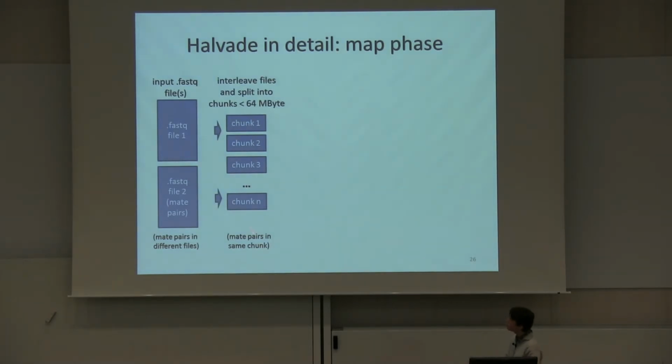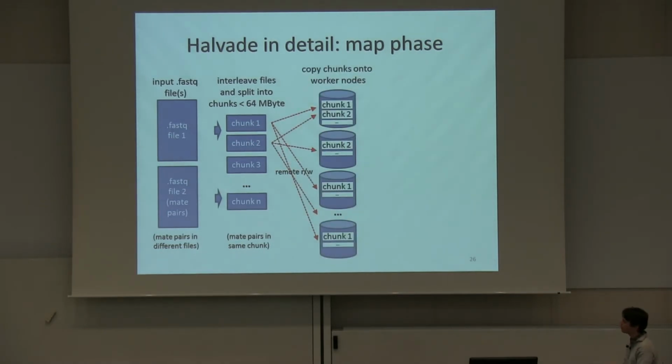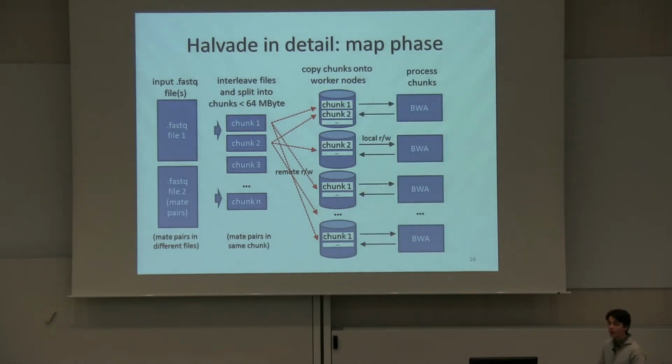They are being interleaved and they are being chopped into chunks which are smaller than 64 megabytes because this is the default block size within an HDFS, and we want to ensure that one chunk is being placed into a single HDFS block, so on a single node, so perhaps it's duplicated 3 times on other nodes as well. That's not really important. What is important is that we have one chunk in one HDFS block, right? So this is some remote reading and writing while we copy our stuff onto the HDFS. But then when we launch the MapReduce job, all of the BWA instances will have local reading from their own disk.